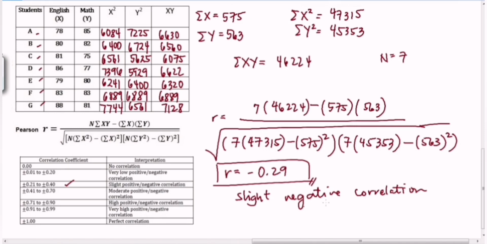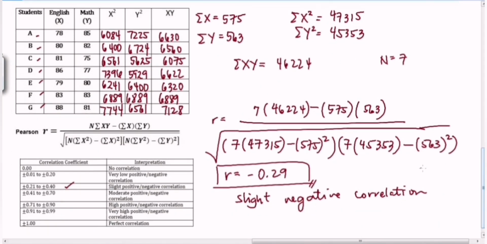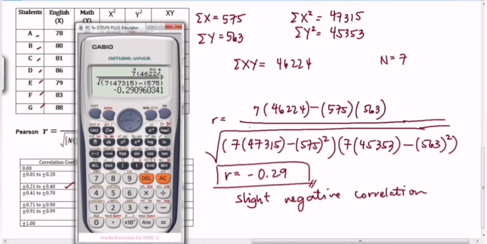slight lang and then negative siya. So, ibig sabihin, pag yung isang variable pababa rin yung isa kasi negative siya. But, slight lang. So, ibig sabihin, konting relationship lang yung meron sa grades between English and mathematics. Grades in English and mathematics. Okay? So, that is it for correlation. So, yung dito sa calcu, pinakita ko naman na yan kung paano nyo isasalpak when you are not using this calculator. You are using the other type of calculator, which is the single liner. Okay, so that is it for correlation Pearson R.